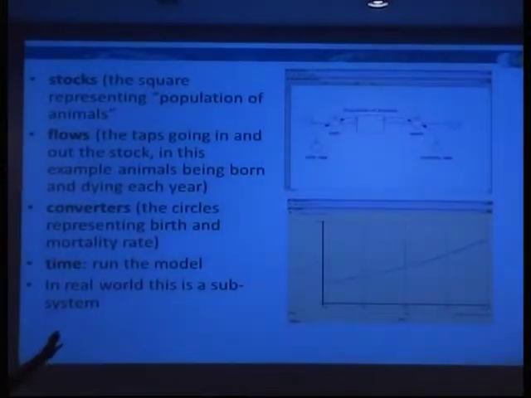Now, the basics are very simple. You have stocks, which represent populations, then you have converters that represent the birth and mortality rates, you have time, and you have flows that go into the population, into the stocks, and out of the stocks. And what you find is quite a neat relationship over time of population growth in this case. If you have questions, by the way, feel free to interrupt me at any time.